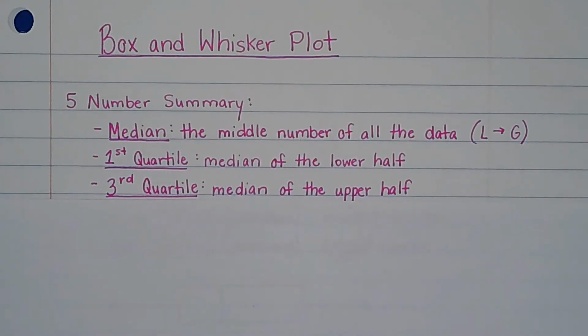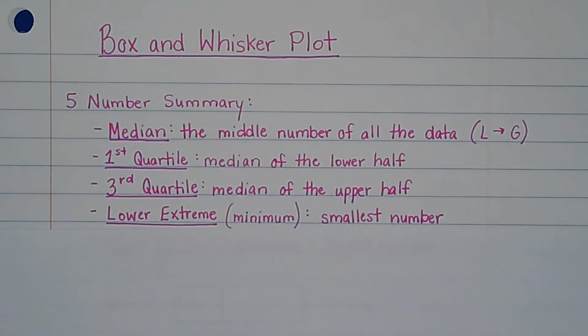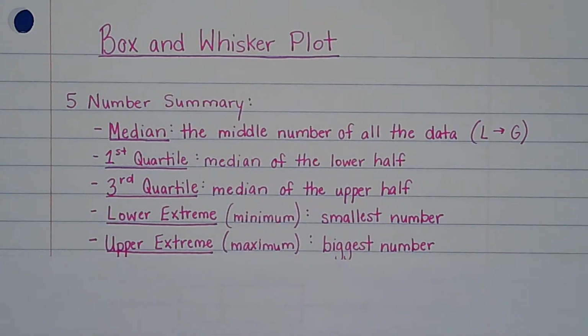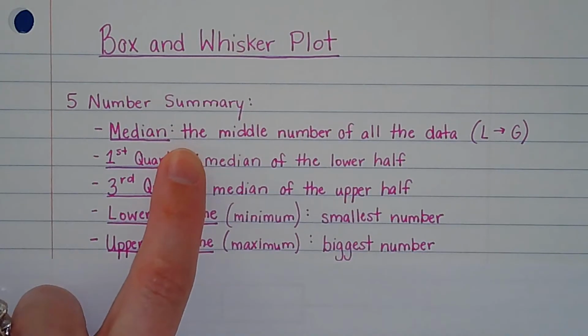All right, the next number is called the lower extreme or the minimum. You don't have to do any math whatsoever for this. The lower extreme is just the smallest number. So whatever the smallest number is in your list of numbers, that's called the lower extreme. And then the upper extreme or the maximum is the biggest number. So once again, you don't have to do any work for those. You just have to be able to see in your list of numbers which one is biggest and which one is smallest. And remember, you put them in order to find the median.